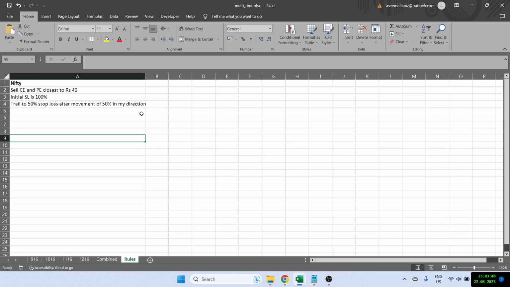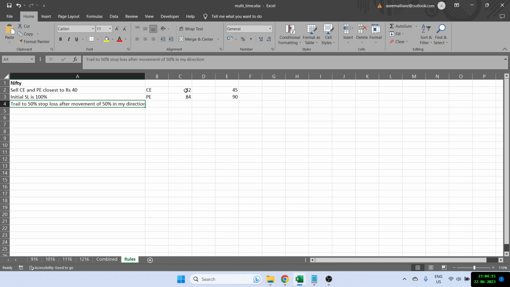Okay, so in this, I am going to sell a call and a put of Nifty, weekly call and weekly put, which is closest to 40 rupees. I will have an initial stop loss of 100%. So let's say if I've sold the call for 42, my initial stop loss is 84. And let's say if I've sold the put for 45, then my initial stop loss for the put is 90, right? So double.